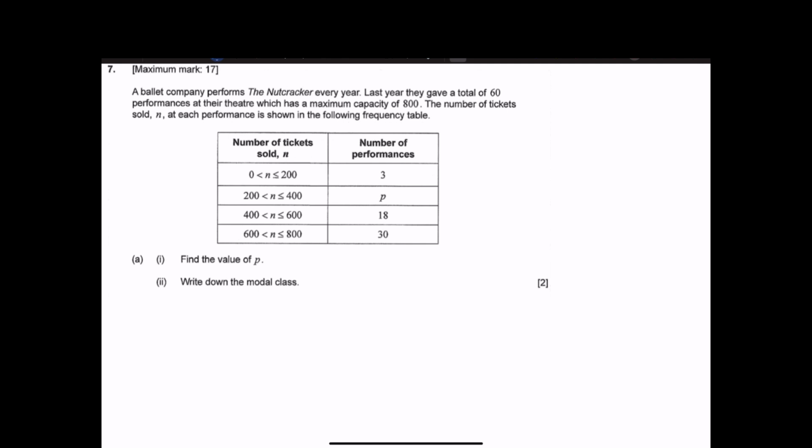So you have to first find the value of P. For that, we know that the total number of performances was 60, right? So if you add up all these performances, you should get 60. So 3 plus P plus 18 plus 30 should be equal to 60. We'll find the value of P. So we'll subtract 30 from 60. 30 minus 18 is 12. 12 minus 3 is 9. So P would be equal to 9. And place a 9 here.